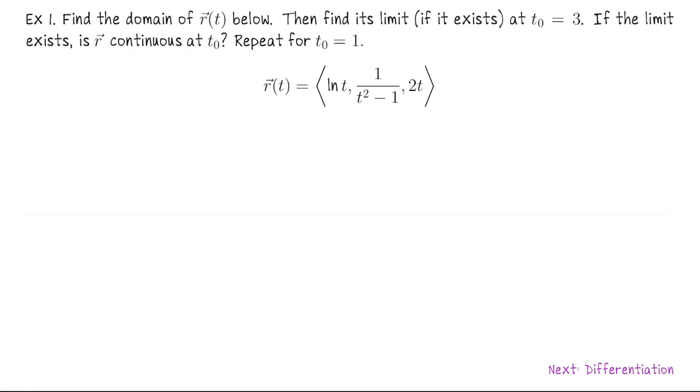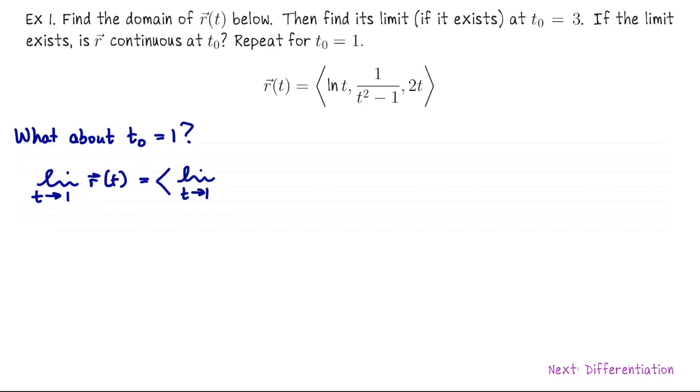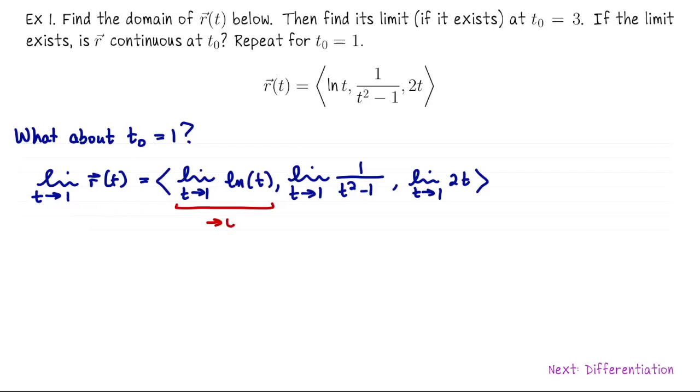Let me erase this now so that we can answer the final question. So let's repeat finding the limit and analyzing continuity for t naught equals 1. Let's take the limit as t approaches 1. We know that that's equivalent to taking the limit of each component function as t approaches 1. The first component function for the x-coordinate is going to be 0. So natural log of t as t approaches 1 goes to the natural log of 1, which is 0. The third component function being a nice polynomial, we know that that's just going to be 2.